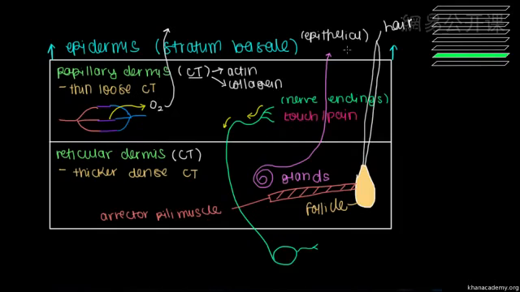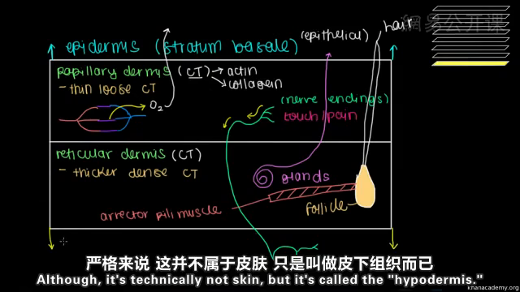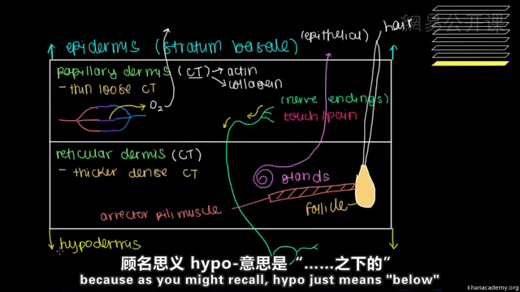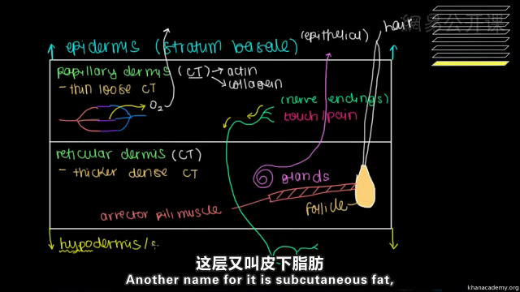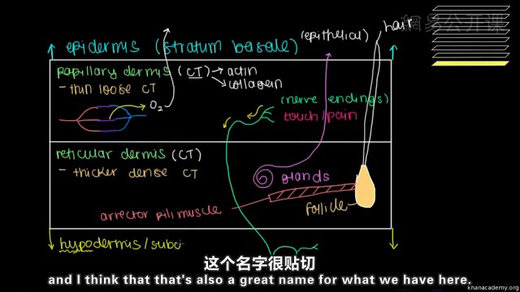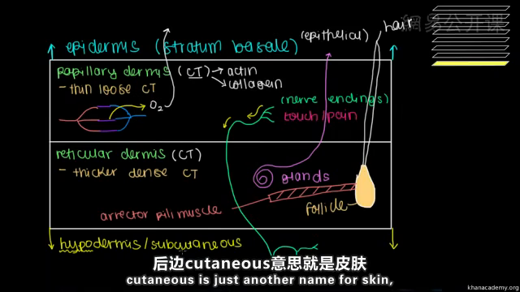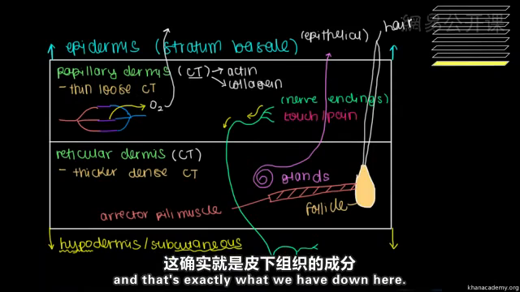And finally, now that we've talked about the dermis, we can move to our last layer of skin. Although it's technically not skin, it's called the hypodermis. This is the hypodermis, which is a great name because, as you might recall, hypo just means below, and this layer sits right below the dermis. Another name for it is subcutaneous fat, and I think that's also a great name for what we have here. Subcutaneous, if you might remember, cutaneous is just another name for skin, so subcutaneous fat. And that's exactly what we have down here.